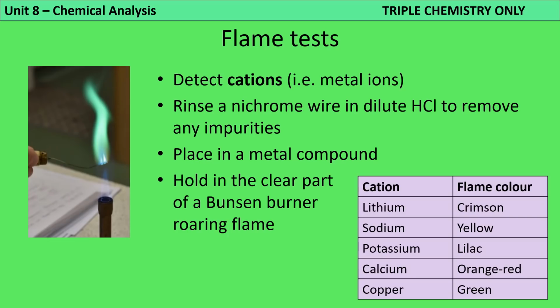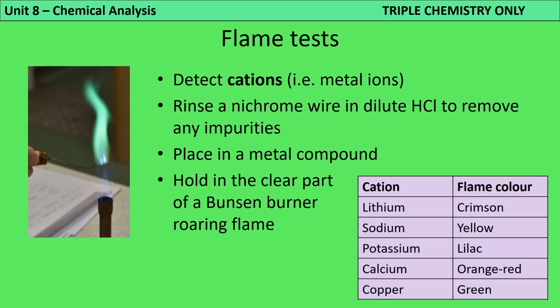Now again, if you're doing combined science, you can skip ahead to chapter 9, but if you're doing triple science GCSE chemistry, there are a few more bits we need to cover. Firstly, you should be able to describe flame tests, which can be used to identify cations in ionic compounds. You need to take a nichrome wire and rinse this in dilute hydrochloric acid. This means if there are already any metal ions on the wire, those will react with the acid and be removed. Then you place that damp wire into a solid sample of the metal compound or into a solution that contains it. Then you hold this in the clear part of a Bunsen burner roaring flame.